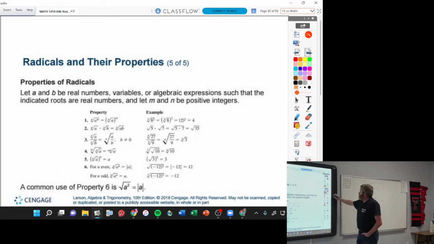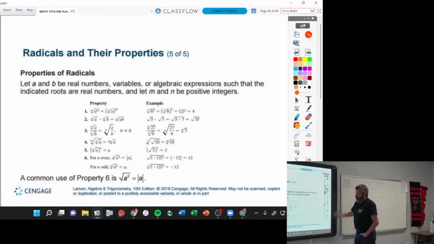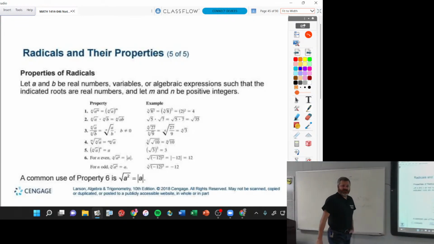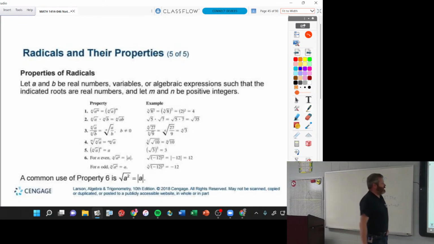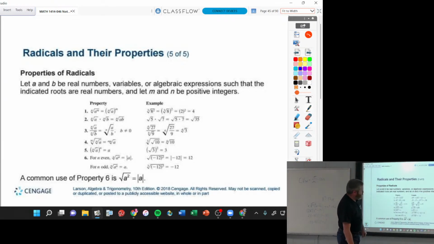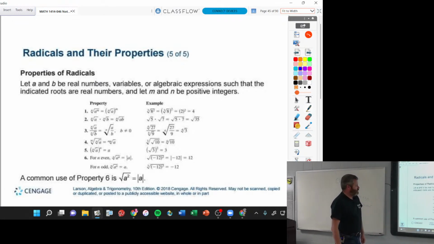Some properties of radicals. Again, these are hard to see. If you go into your syllabus and click on the document, you can actually see this document and get a better version of it that is a lot easier to read. I don't want to spend a lot of time on this.